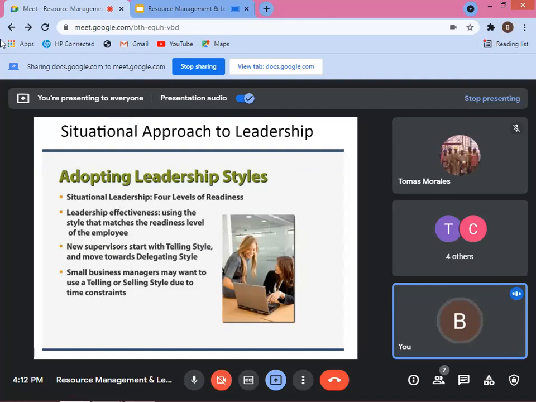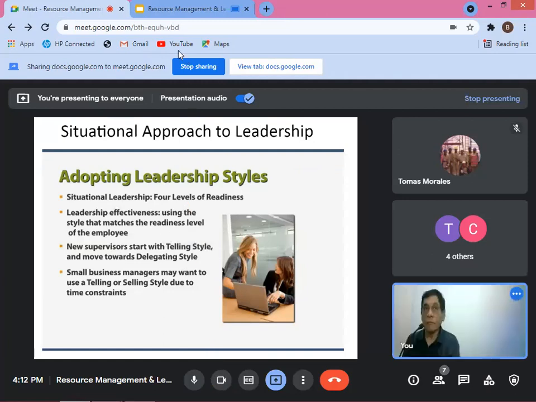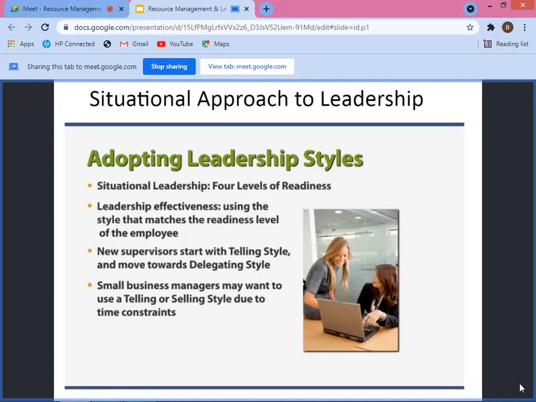Okay, continue. This is okay for a new small business. They can do telling or selling anytime. Why? Because they have a small manpower complement, maybe 5 people, 10 people. Easy to do. If you have 1,000 employees, 2,000 employees, you have to delegate. You have to have other people who will be delegated with managing the resources. You need participating and delegating.